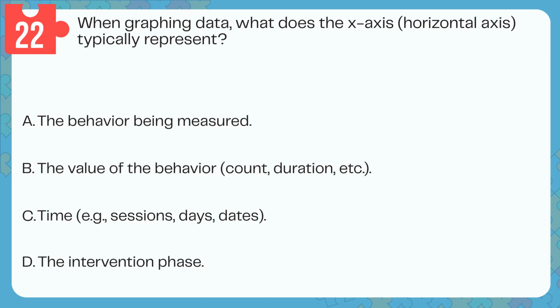Question 22. When graphing data, what does the x-axis, the horizontal axis, typically represent? A. The behavior being measured. B. The value of the behavior, count, duration, etc. C. Time, for example sessions, days, dates. D. The intervention phase.